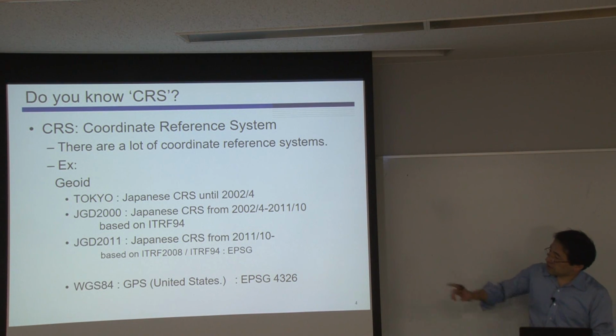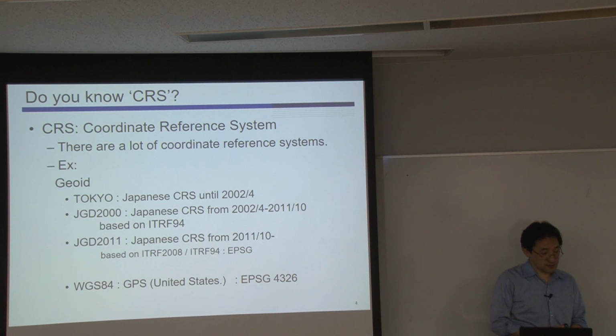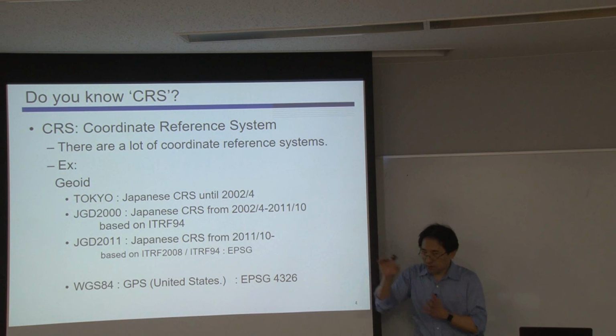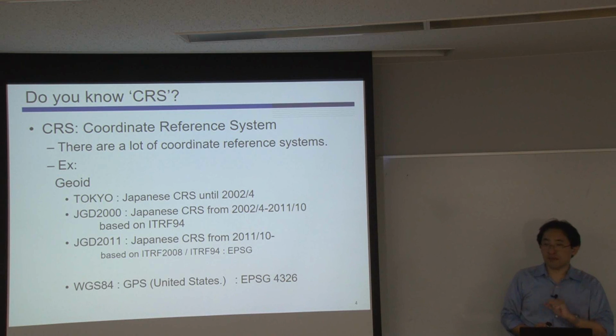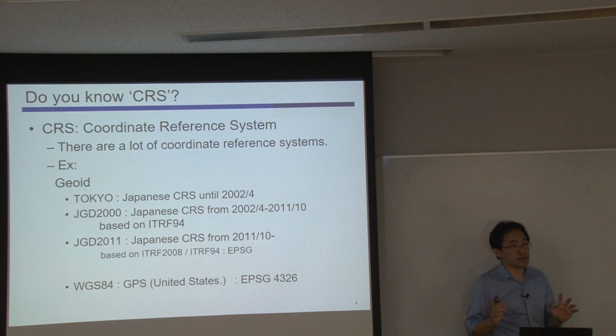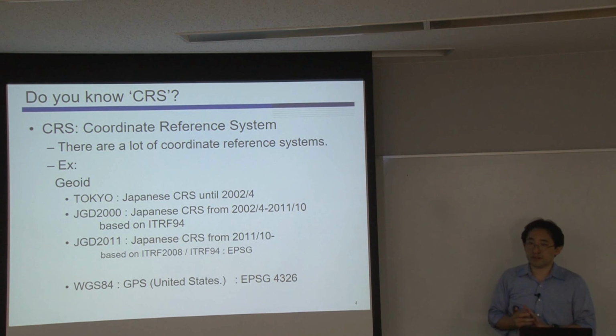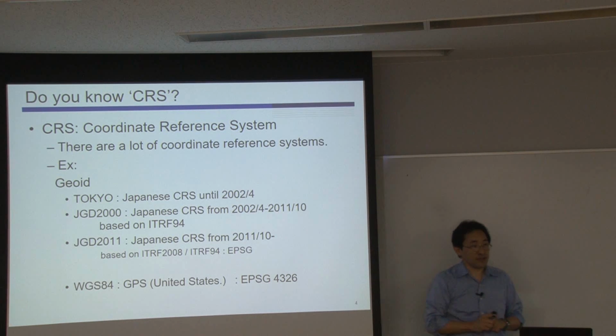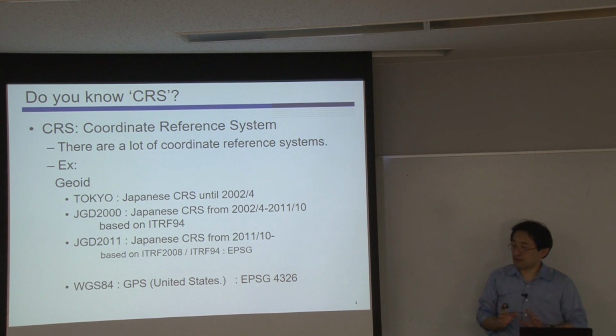And you know about GPS, and GPS is based on WGS 84, okay? It's different, but very closely related. The difference between them is maybe just a few centimeters or millimeters, but between JGD 2000 and Tokyo there's a big difference, maybe 400 or 500 meters. So if you have an old map, it may be based on the Tokyo CRS. So you have to be careful about which coordinate reference system they're using.